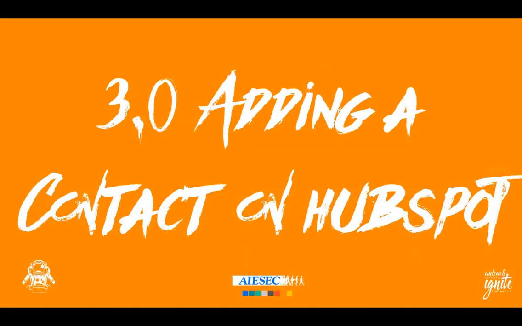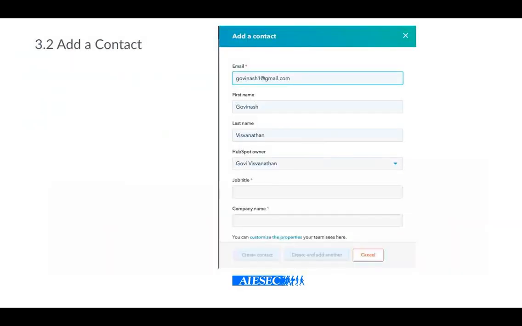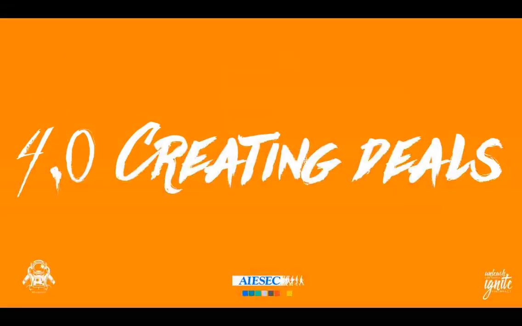The next is, how do you add a contact in HubSpot? As you can see, there is the option to add contact. Click the contact and this will appear, where it will require you to put in their email, their name, who's the owner, what is the title, what company name, and from there it's very basic. Very straightforward. Either you click add contact, or when you're done, click on create contact. The next is creating deals.